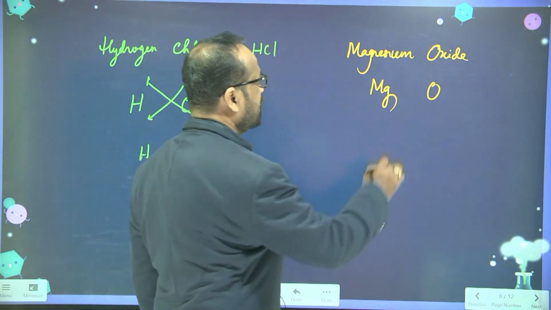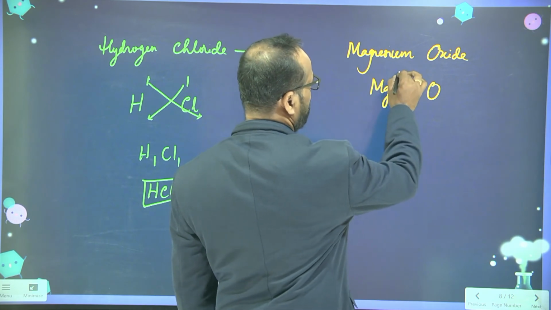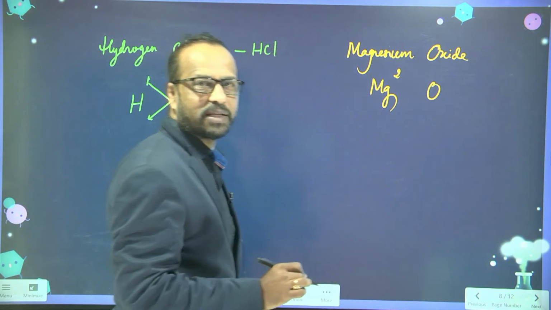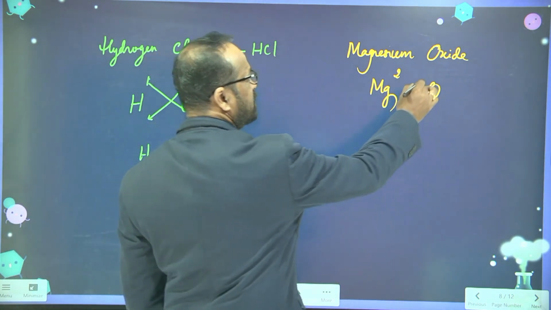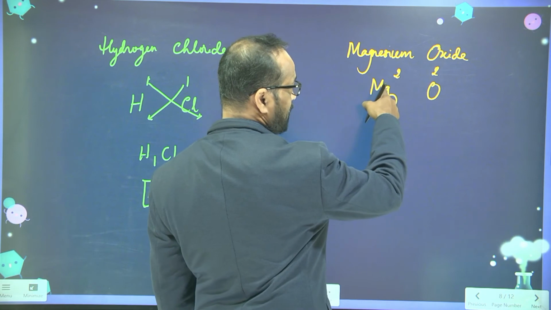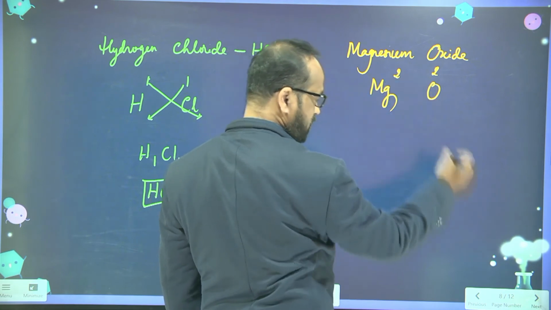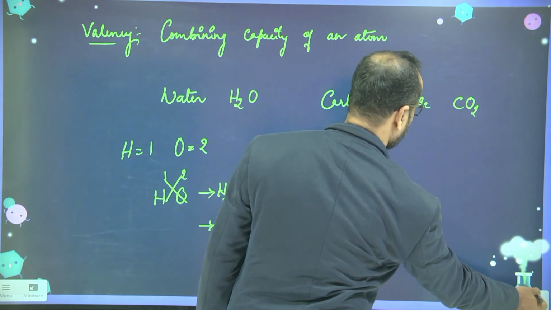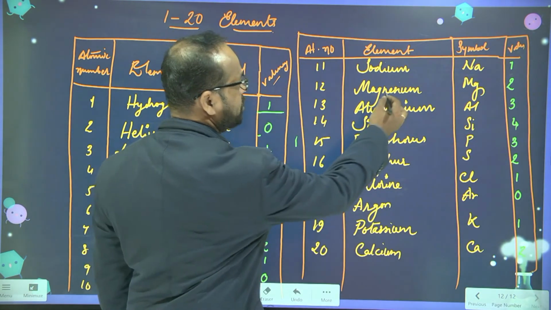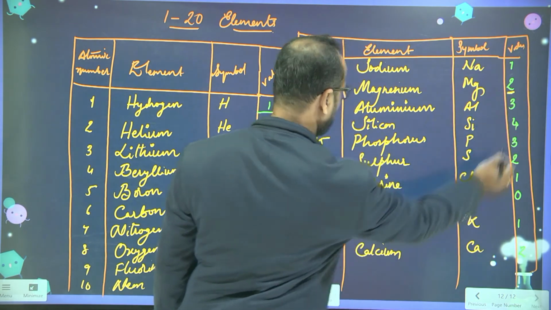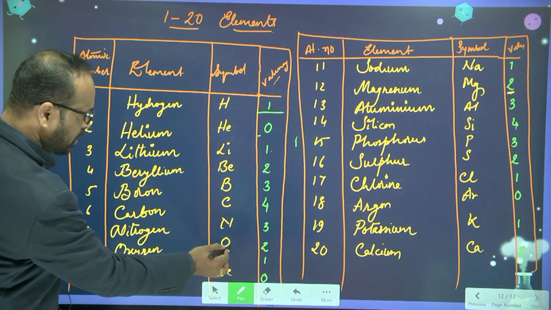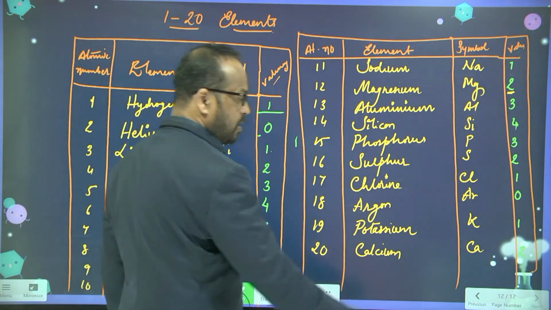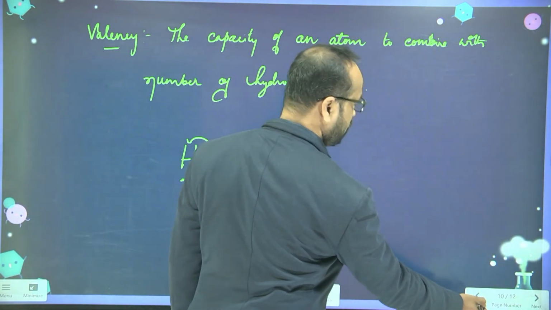Now we have to say what is the valency of magnesium. Valency of magnesium is 2, and then see what is the valency of oxygen. So valency of oxygen also 2. Let's check. In this table, magnesium valency is 2, and here you see oxygen valency is 2. So you have to remember, students, these valencies, otherwise you can't write the formulas.